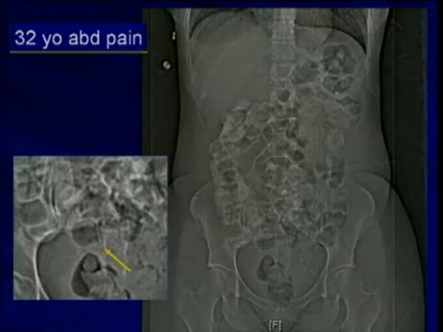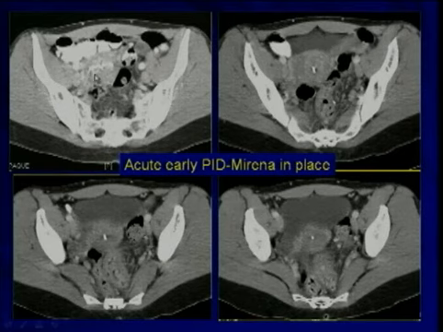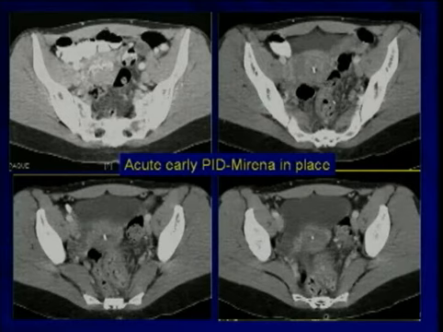This 32-year-old woman came in with abdominal pain. You can see here on the topogram from the CT that she has a Mirena IUD. The CT can tell us that the IUD is in the general vicinity of the uterus here in the lower uterine segment, but does not give us precise information about the location of the IUD with respect to the uterine cavity. We see in this case that there is some infiltration and streakiness of the pelvic fat, and in fact she had an acute early PID.